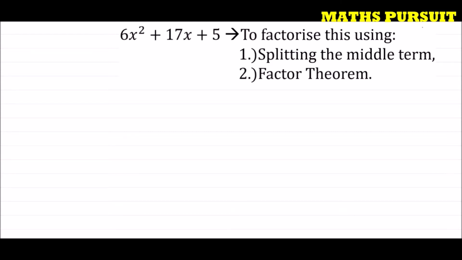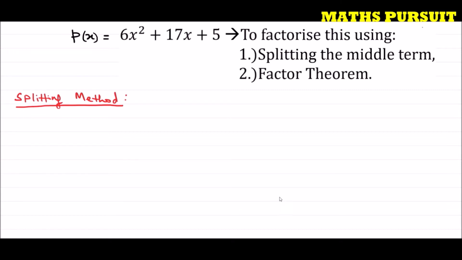Now let p(x) be equal to 6x to the power 2 plus 17x plus 5. We are just assigning p(x) to the given polynomial so that it would be easy for us to do the workouts. Now let us first of all factorize this using the splitting the middle term method. Guys, this is the splitting the middle term method. So first we are going to factorize this using the splitting method.